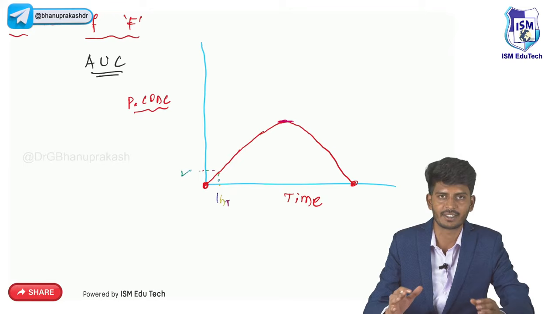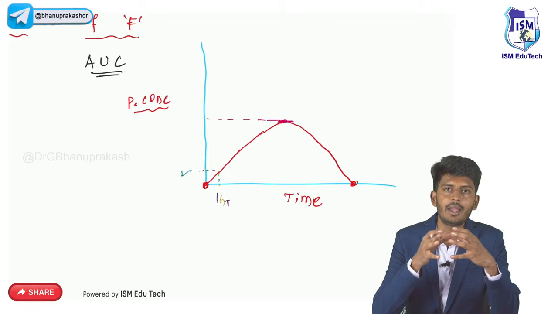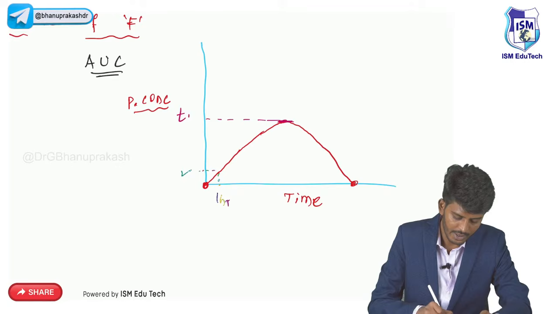So, you need to look at two factors here. What are the two factors? One factor is the time taken for the drug to reach the maximum concentration. We are going to call it the Tmax.